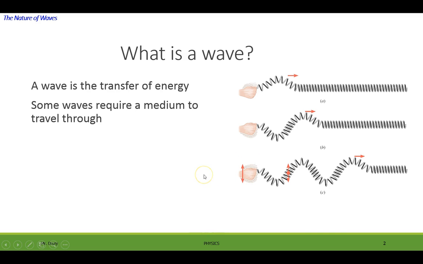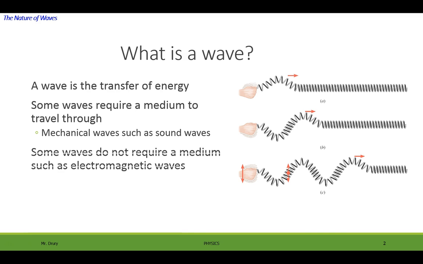Some waves require a medium to travel through, and they're called mechanical waves. An example of that would be sound. For example, you can't transfer sound through a vacuum. Some waves don't require a medium to travel through. An example of that would be electromagnetic waves, or light waves from the sun. Light waves travel through a vacuum to get to us, so they obviously don't need a medium.